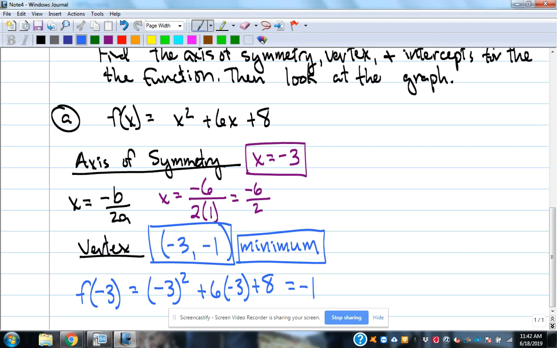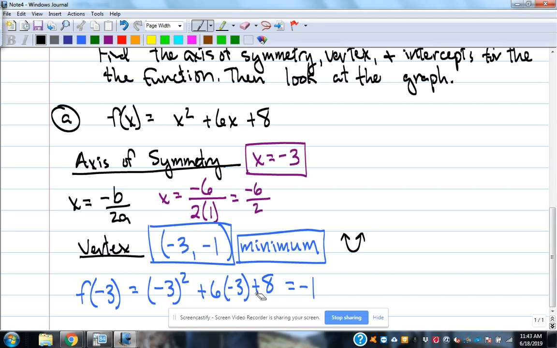Okay? What that tells me is that when I graph this thing, I should be seeing some sort of shape that looks like that. That's what the vertex being a minimum means. Okay, so when I graph this with the calculator, I should see a graph that looks similar to this. Okay, that it's opening up and it has a lowest point. That lowest point should be at -3, -1. We'll check that when we graph this in just a minute.